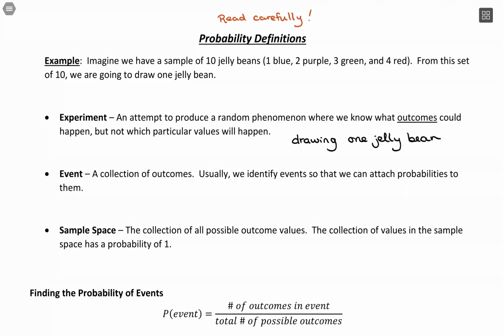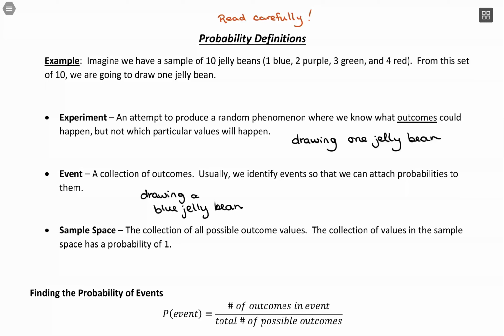Then what we could do is look for an event, which is a collection of these different outcomes that we can see. Typically when we look at probability, we're looking for the probability of a specific event occurring. An example of an event here would be drawing a blue jelly bean. So that could be an event that I would look for.